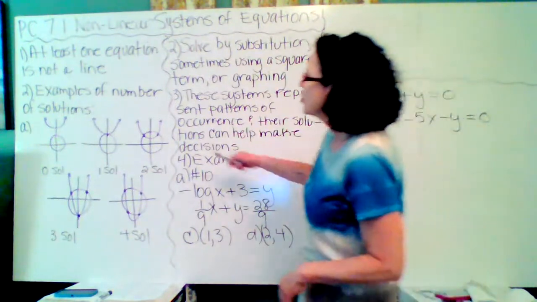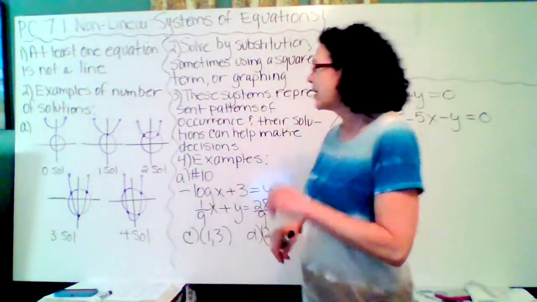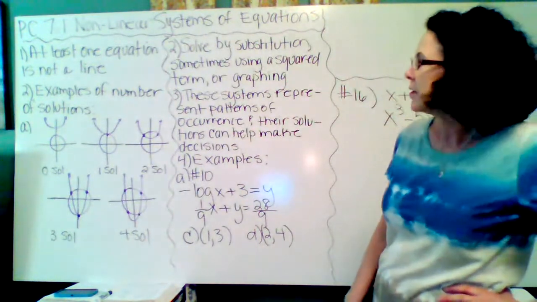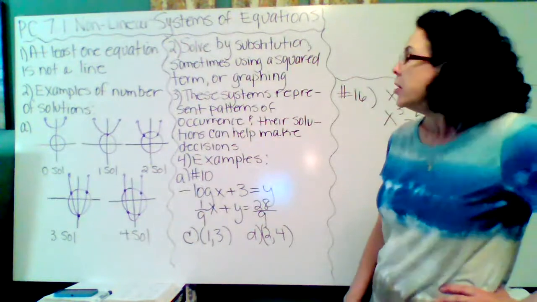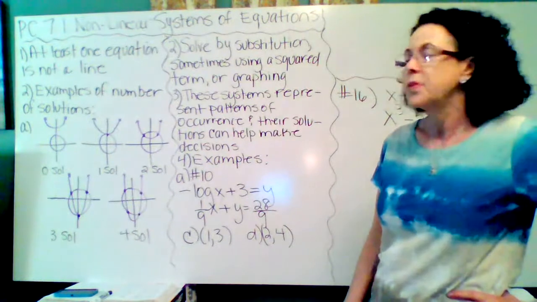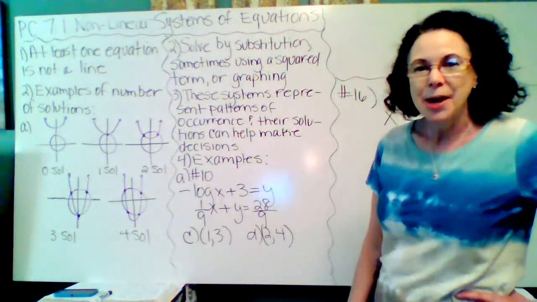So let's go to number 1. At least one equation is not a line. And I think this is kind of cool. Here are some examples of the number of solutions you could have. Notice that in these 5 graphs, I have a parabola and a circle, right? A system of equations, right?